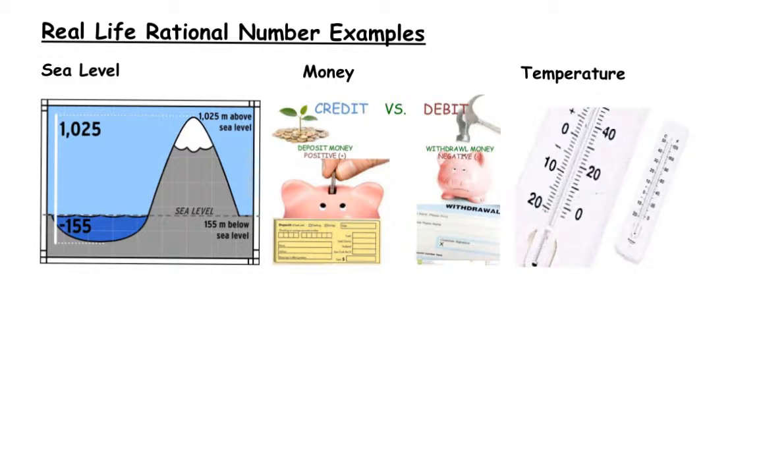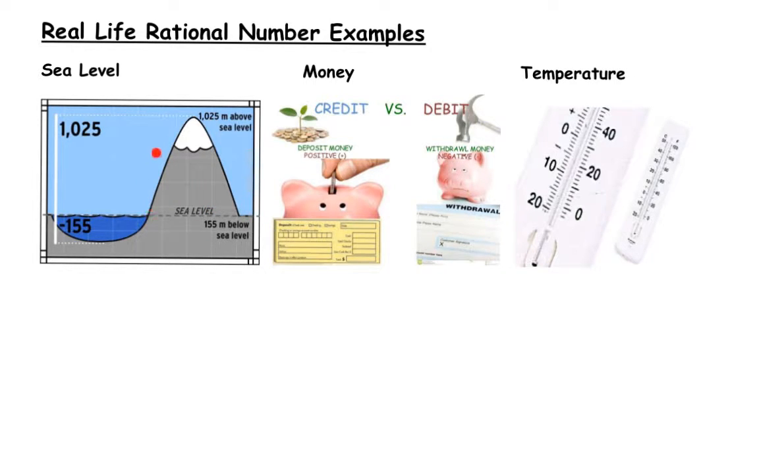In this video, we're going to be dealing with rational numbers in word problems. So positive and negative numbers in real life scenarios. So the big 3 real life scenarios that we could talk about with positive and negative numbers is sea level, money, and temperature. So sea level, if you are at sea level, that's 0.